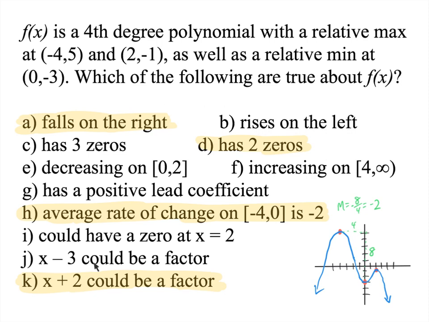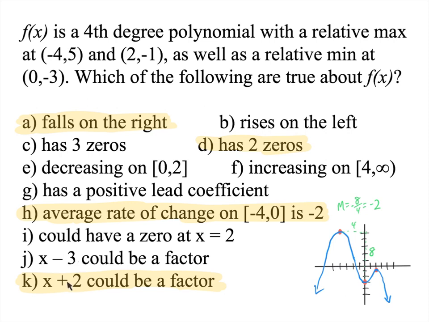So x minus 3 could be a factor. Well, if x minus 3 is a factor, that means 3 is a 0. So can this graph possibly touch right there? No, it can't, because if this is a max and it has to go down forever on the right, there's no way it could turn around and hit that. After that max, it has to keep falling. So it can never come back up and hit right there. So 3 cannot be a 0, so x minus 3 cannot be a factor.